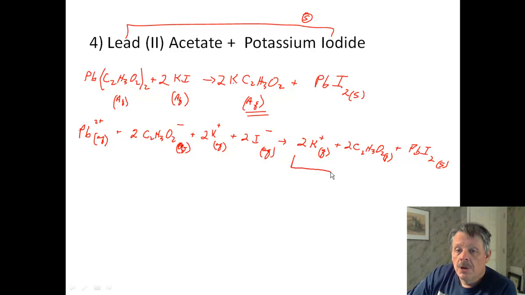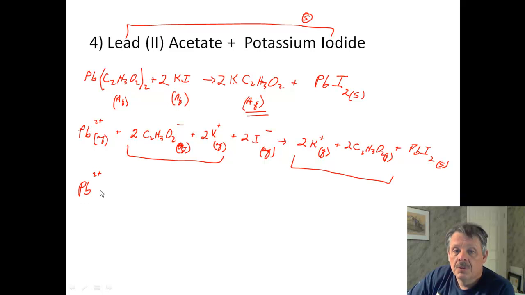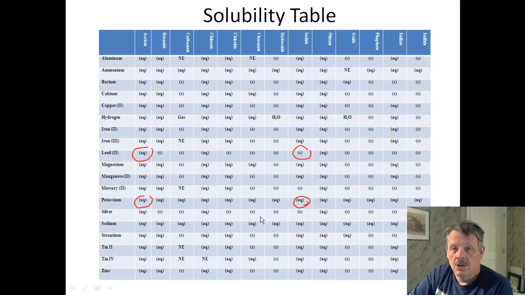Well, we notice that we have potassium and acetate over here, and here we have 2 potassiums, 2 acetates. They're both aqueous, they're both ions, the charges are both the same, so they cancel each other out. So we are left finally for our net ionic equation with Pb 2+, which is aqueous. And we add that to 2 iodine ions, which are iodine negative, and they're aqueous. And we are going to produce PbI2, which is a solid. Alright, and that's our net ionic equation.